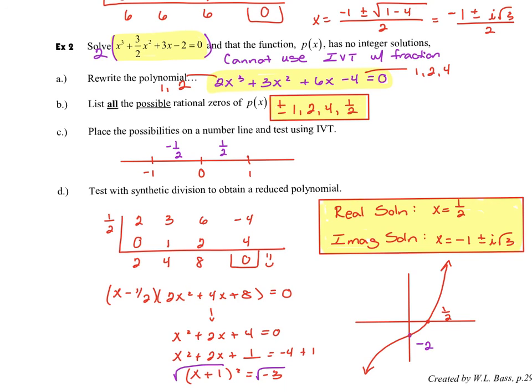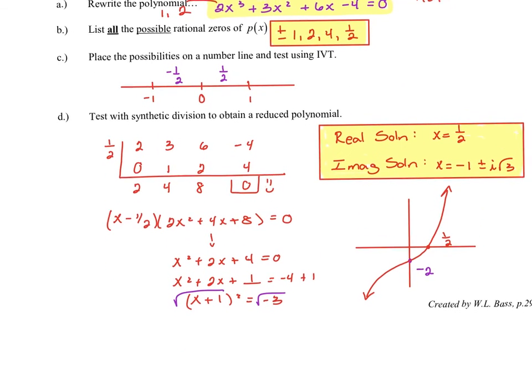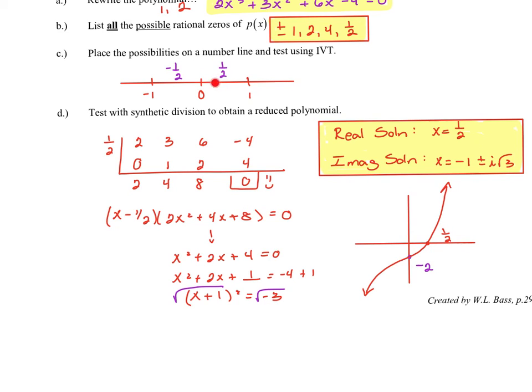And again, if I test my intermediate value theorem, what I'm going to notice is that at -1, the polynomial is negative. At 0, the polynomial is negative. It'll be that y-intercept. And at 1, the polynomial will be positive. So I get my sign change between 0 and 1. So that's why I knew to start with the 1/2. So when I started with that 1/2, I set up my synthetic division. Sure enough, I got that 0.